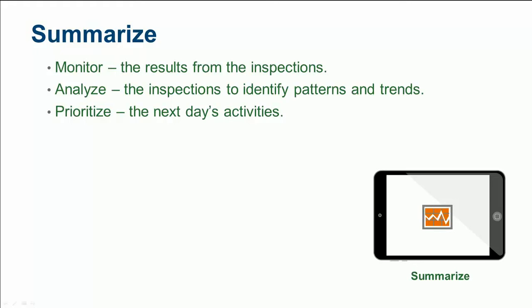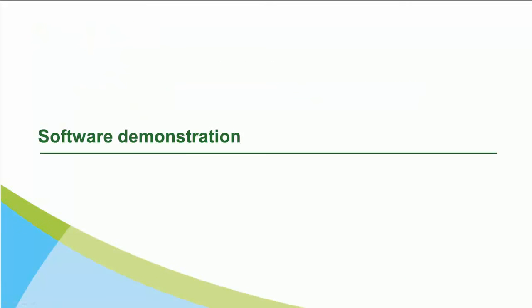There are essentially three tasks to this process: monitor, analyze, and prioritize. We first need to monitor the results coming in from the field. Then we need to analyze the results to identify patterns and trends to provide us insight into the conditions of the facilities. Finally, we need to prioritize the next day's activities by reviewing the status of work and progress being made in the field. So once again, I'm going to turn it back over to Claire to demonstrate how to accomplish those tasks. Claire?